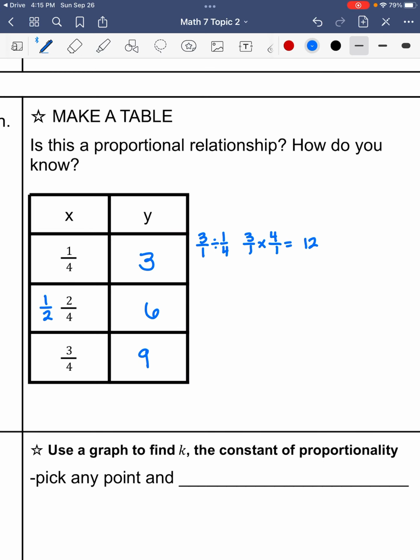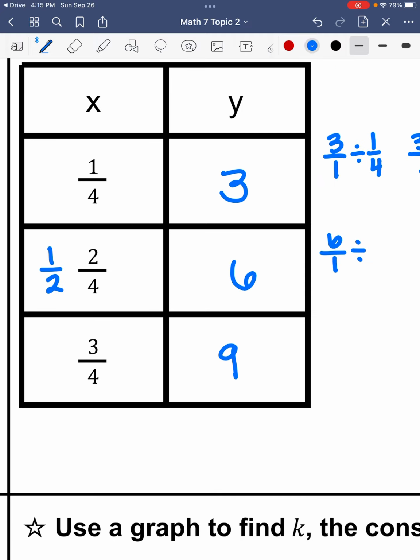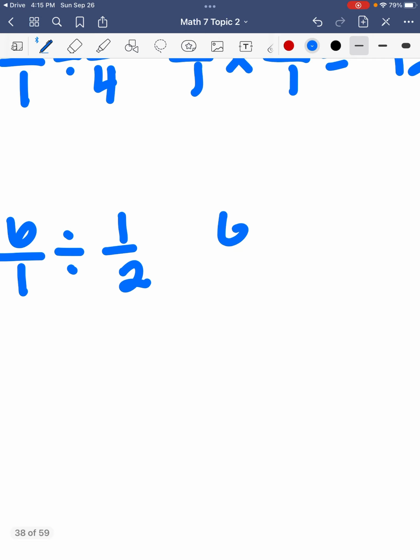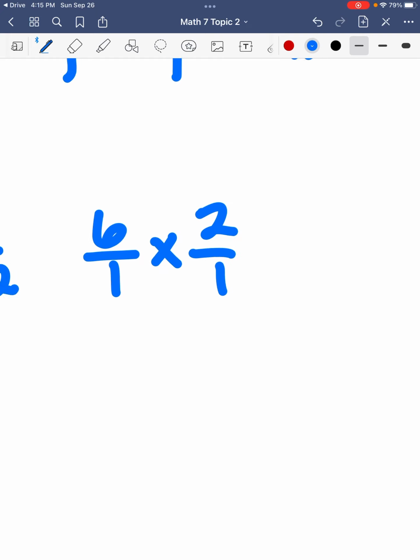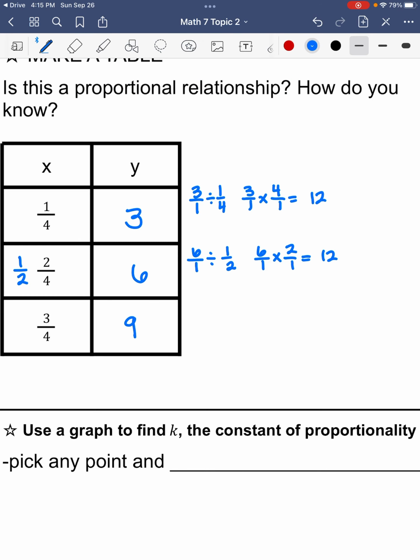Okay, so let's keep on going. Let's do the same thing in our second row. So I'm going to write 6 as 6/1. So 6/1 divided by, and you could use either 2/4 or 1/2, I'm going to use 1/2. So 6/1 divided by 1/2. Well, keep, change, flip. Keep 6/1, change division to multiplication, and flip so you have 2/1. Well, 6 times 2 is 12. So far this is proportional.